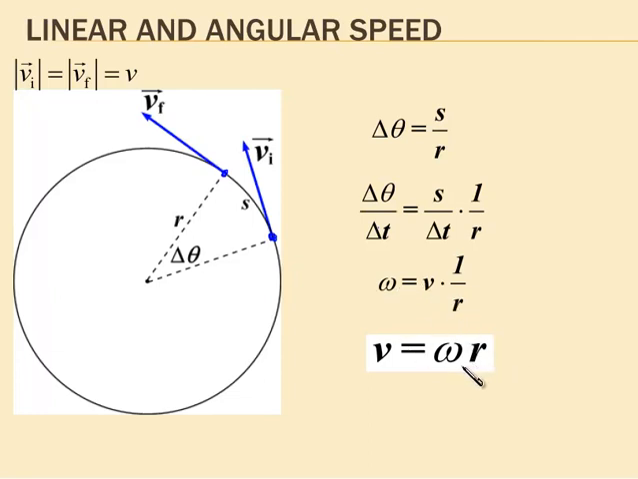So this is a very important relationship that you need to know. You're going to see this pop up a lot. So the linear speed of a particle moving with uniform circular motion is equal to the product of its angular speed and the radius of the circle. So make sure you understand this development here.